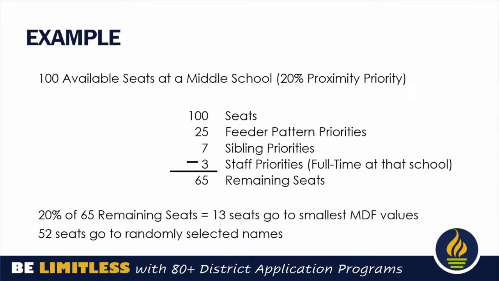So let's say we have 100 available seats at a middle school that has a 20% proximity priority. So 100 seats are available, and let's say 25 seats go to students who have feeder pattern priorities, 7 go to students who have sibling priorities, and then 3 staff priorities, their parents work full-time at that school. So that would mean there were 65 remaining seats. Again, 20% of those would go to proximity priority, or those smallest MDF values. So 20% of 65 would be 13 seats. So 13 seats from that wait list would have proximity priority automatically applied. And then 52 seats that were remaining on that list would go to the randomly selected names.